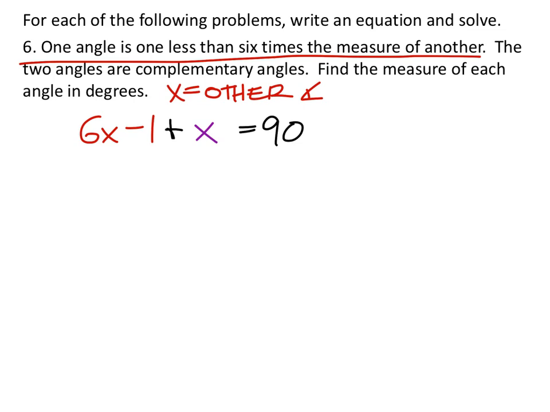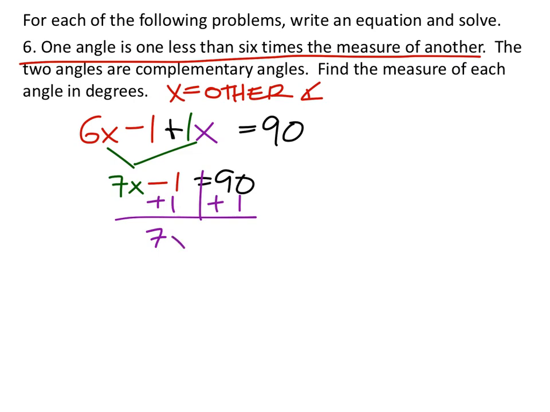Let's go and start combining like terms. 6x and 1x would combine to be 7x's. Minus 1, this equals 90. And then we would add 1 using the principle of equality so that we have the 7x's on their own side of the equal sign. So that gives us 91. Then finally we would divide both sides by 7, which gives us the x value, which appears to be 13.